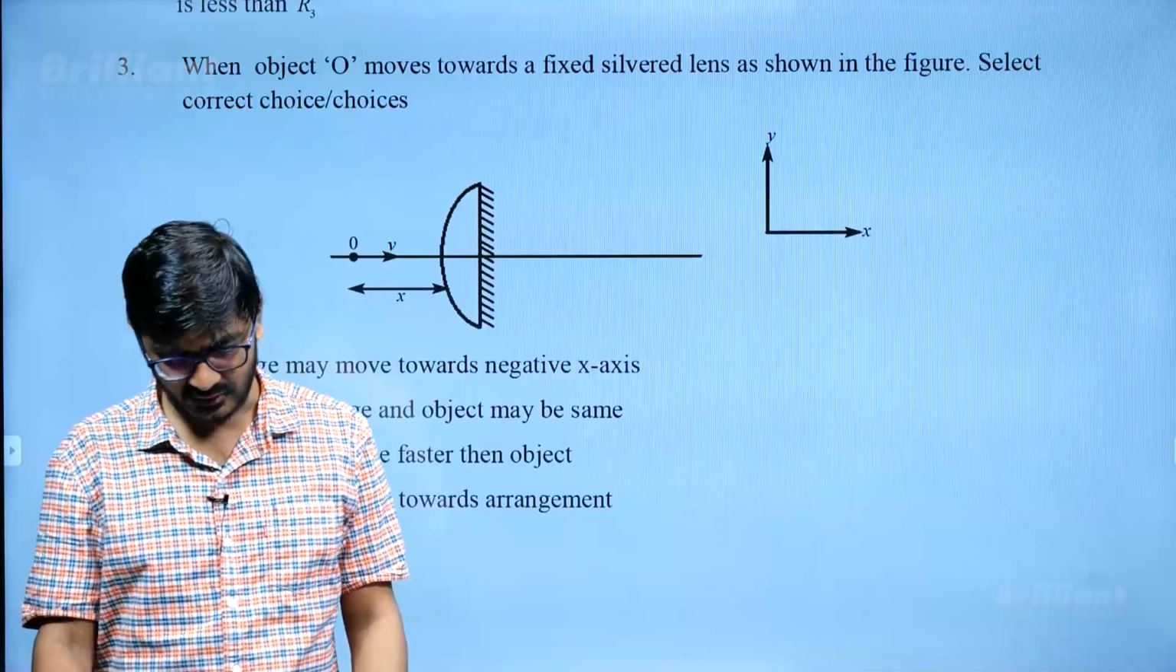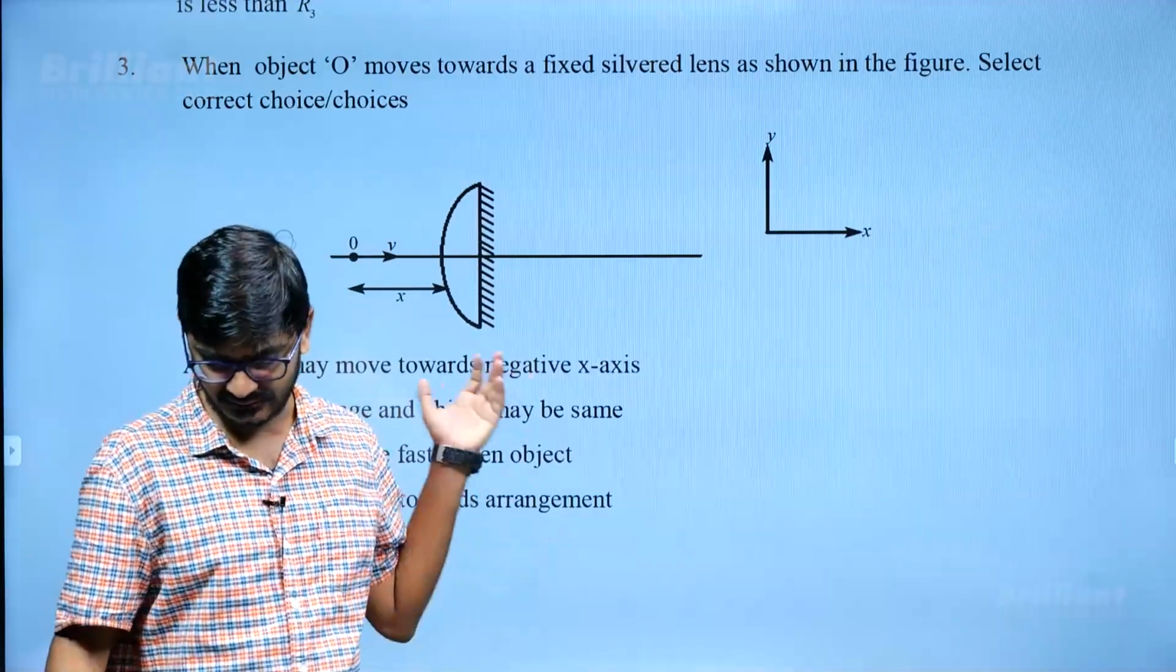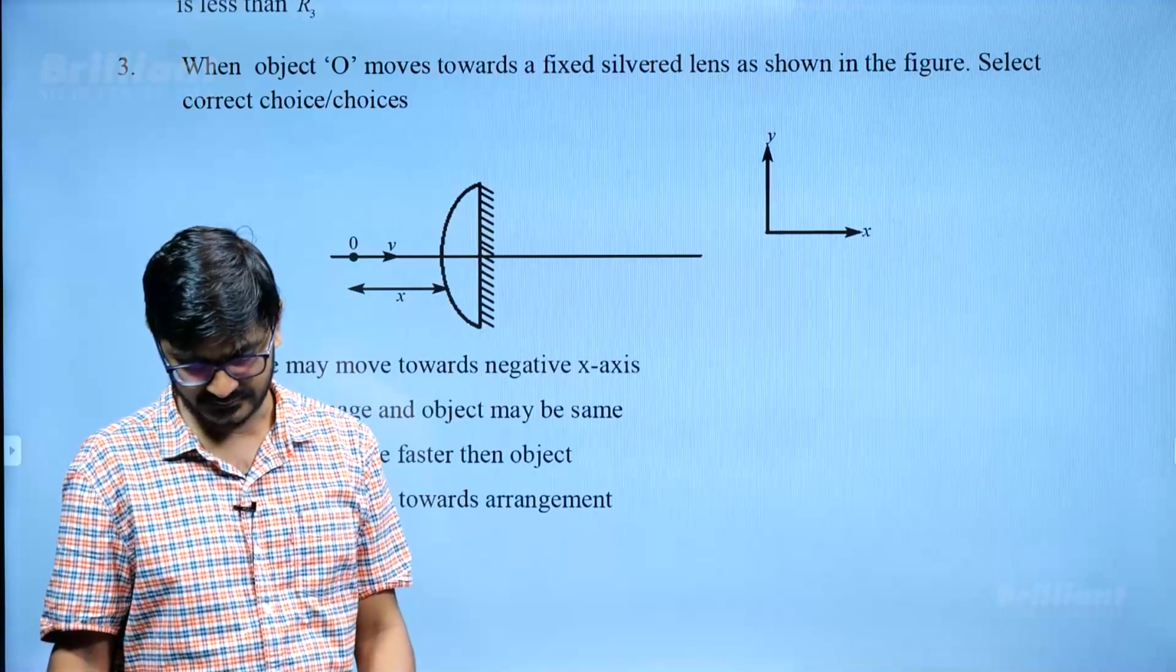Going to the next question: when an object O moves towards a fixed silvered lens as shown in the figure, select the choices.